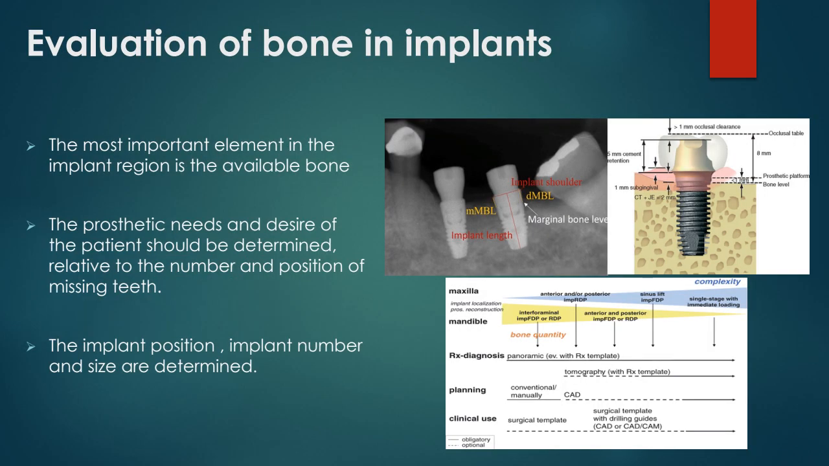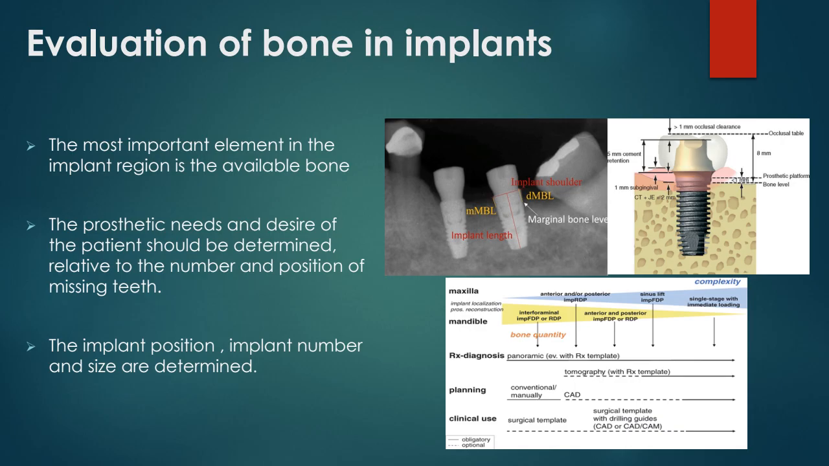Okay. So bone is the most important element. The most important element for any implant is that we have sufficient and abundant bone at the site. The prosthetic needs and desires should be determined, okay, and the number of missing teeth. And also based on the quantity and density of the bone, we can determine the implant size, its position, and also the number that we might require. Okay?